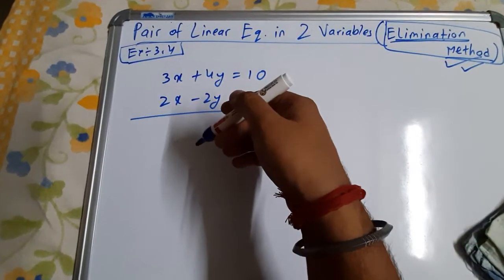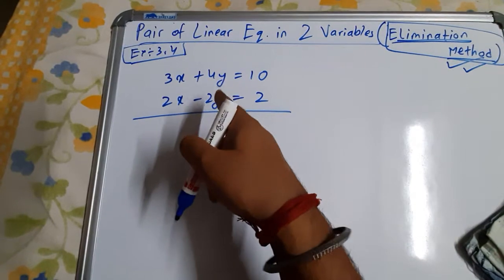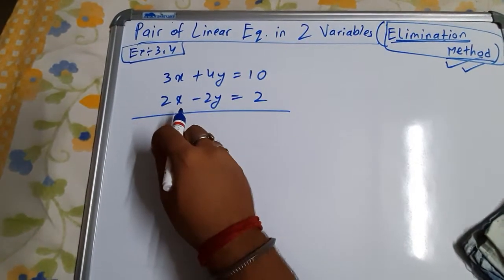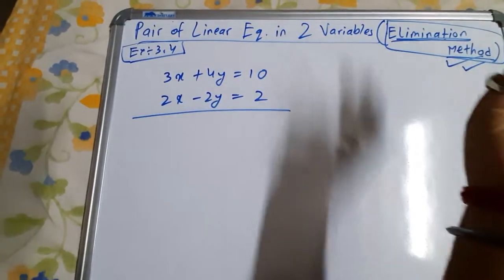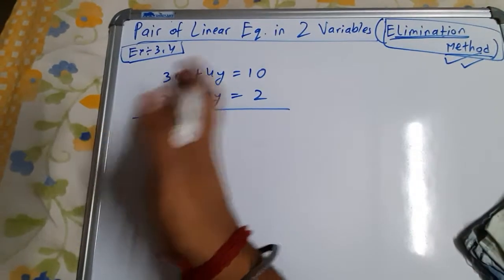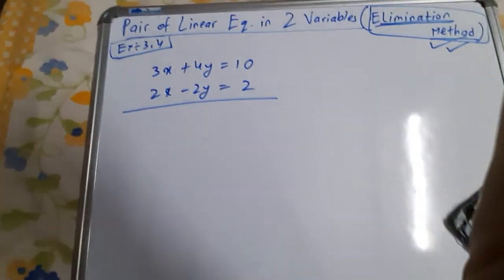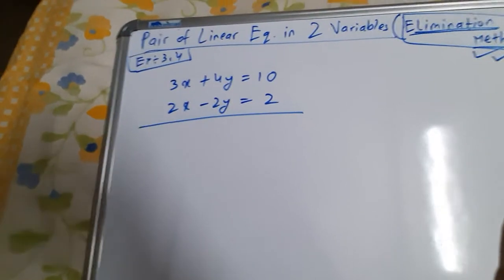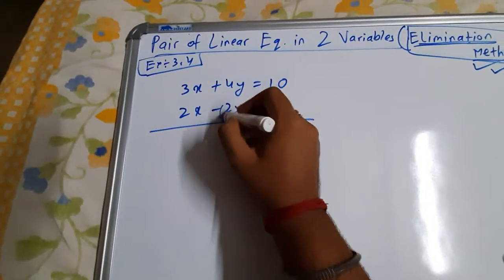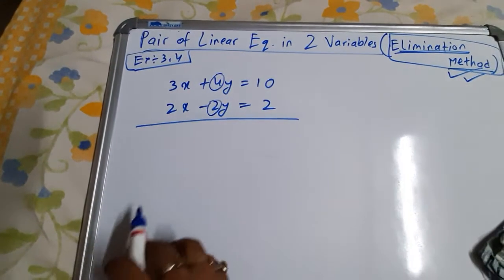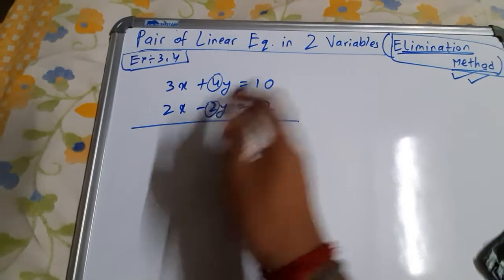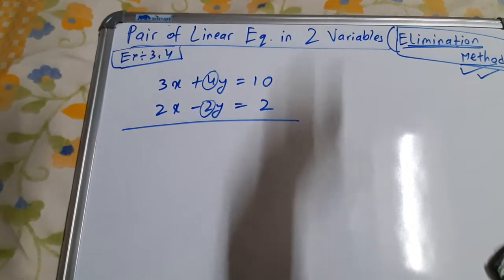That's the main aim, to eliminate either x or y. Which one is easier, it's up to you. Either you can eliminate x or you can eliminate y. Now to eliminate x or y, what you need to do is make sure the coefficients are the same. See, over here it is 4, over here it is 2. You can clearly see the coefficients are not the same.